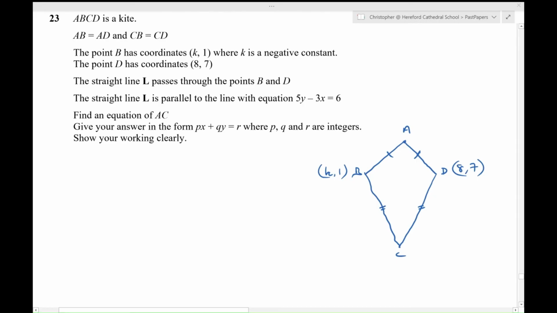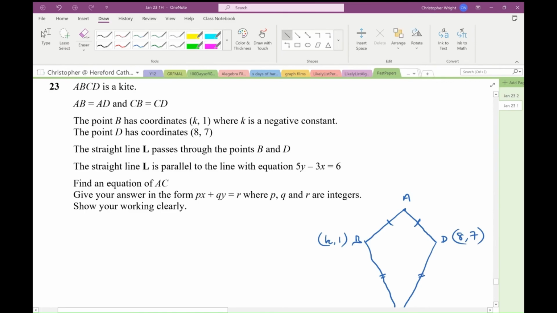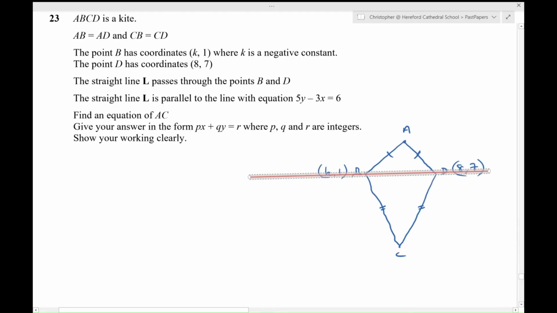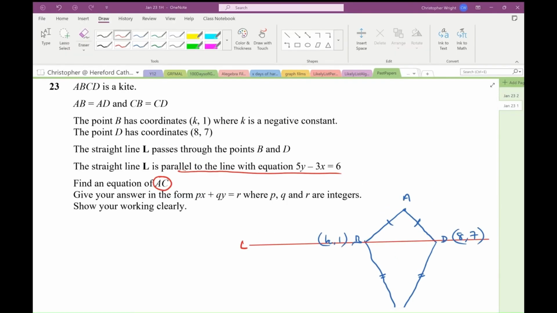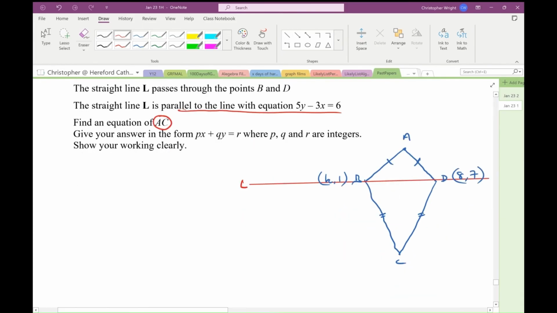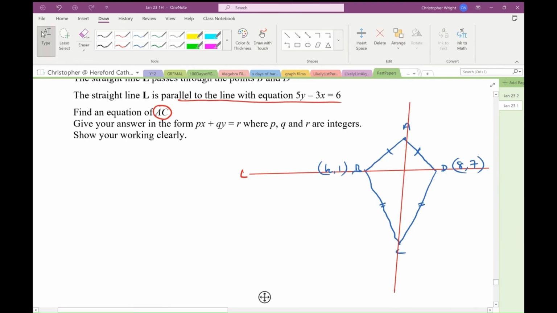Right, let me draw in this straight line L, then I'll do it in red. Here it is. Okay, right, good. Okay, there it is, straight line L. The straight line L is parallel to this line. Find an equation of AC. So I'm being asked to find an equation, not of L, but the equation of AC, which is going to look like this. There we go, the equation of the line AC. Now it's a kite, so it might not be a very good drawing, but I know that this is a right angle.